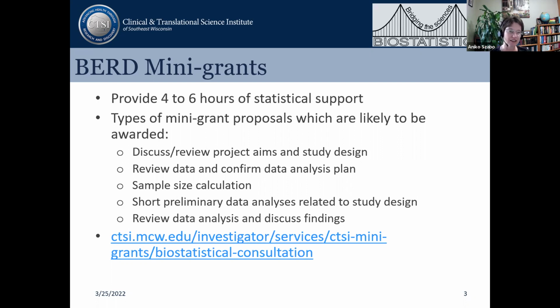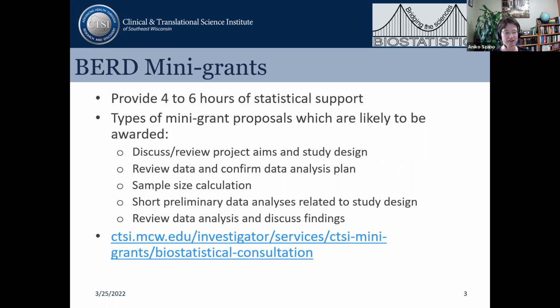So not really data analysis, but things like discussing a study design, data analysis plan, doing some sample size calculation, maybe some preliminary data analysis related to study design, reviewing analysis, discussing findings by others, but we have really not much time for actual big data analysis. On the other hand, I think it's a really good mechanism for getting support while you're planning your study, or if there's anything you need to talk with a statistician.